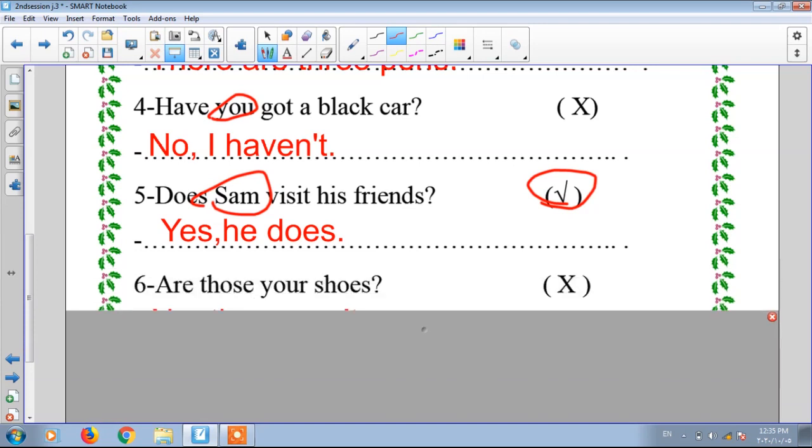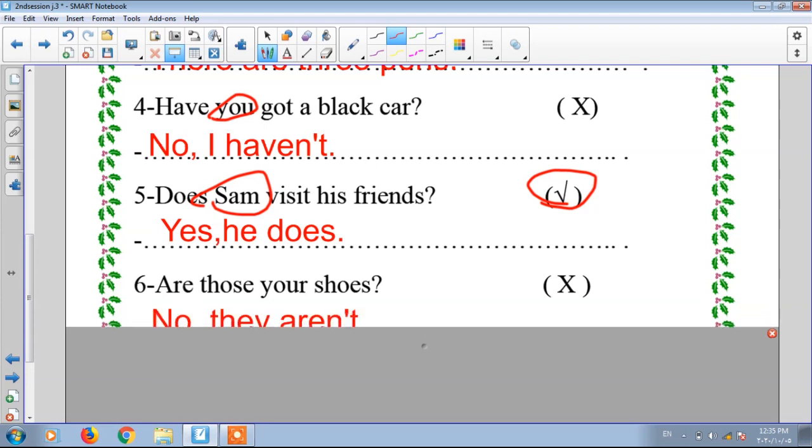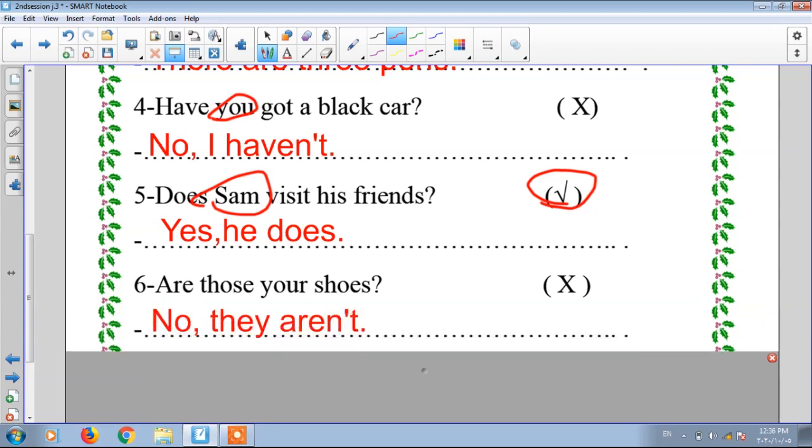Number 6. Are those your shoes? We have what? Wrong. So I write what? No. Those aren't. Or no, they aren't. Both of them are right. Okay, Junior 3. If I write no, they aren't, it's right. If I write no, those aren't, it's right.